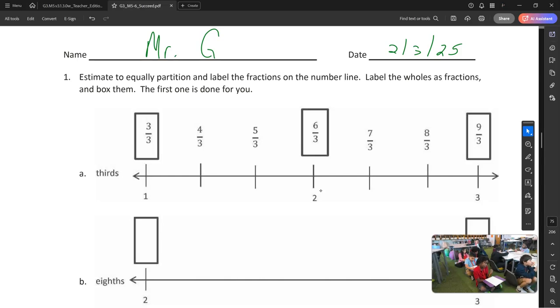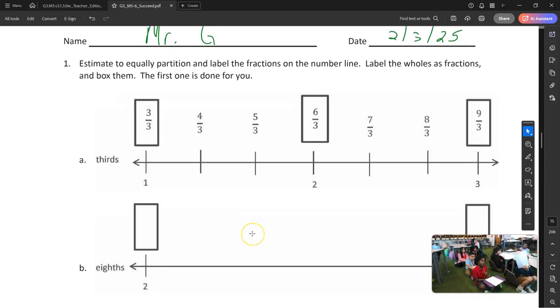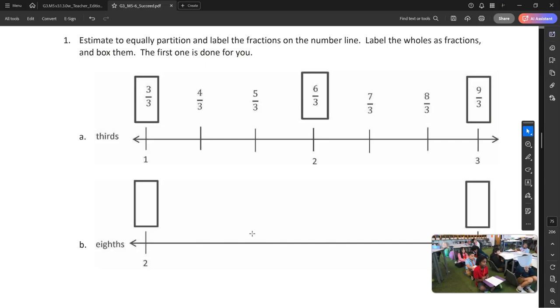Here we go. Number one, estimate to equally partition and label the fractions on the number line. Label the wholes as fractions and box them. The first one is done for you. So here we're counting by thirds. We started with one whole. 3/3 is one whole. Then we split our line into thirds, and into thirds again, and we continue to label. 4/3, 5/3, 6/3. It's another whole, so we put a square. 7/3, 8/3, 9/3. 9/3 is a whole again, so we put a square around it.